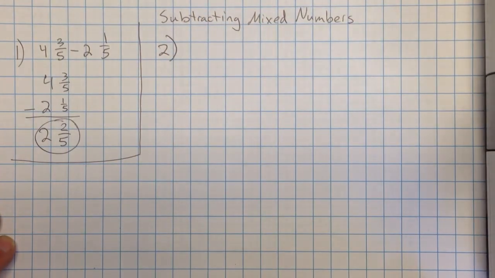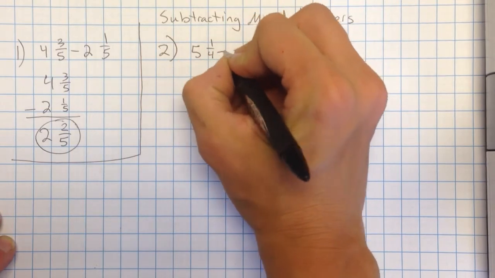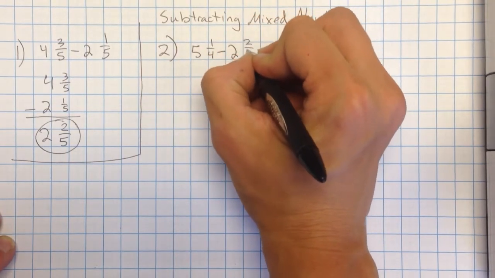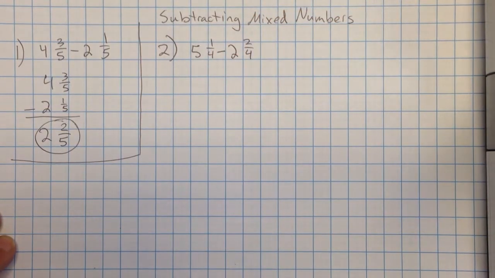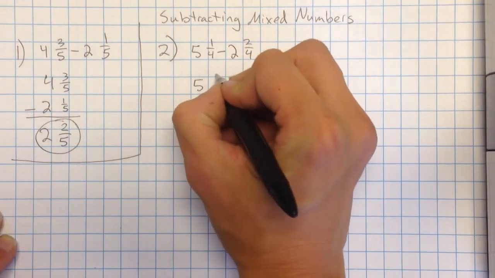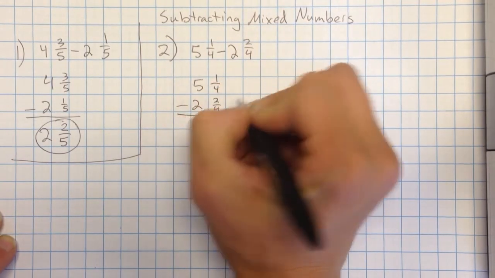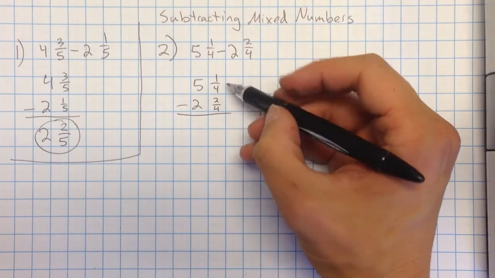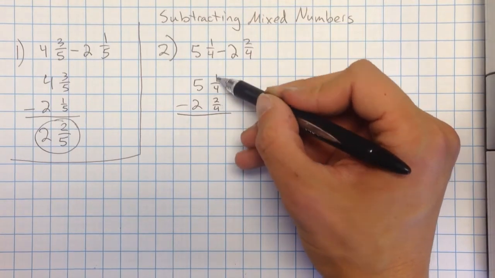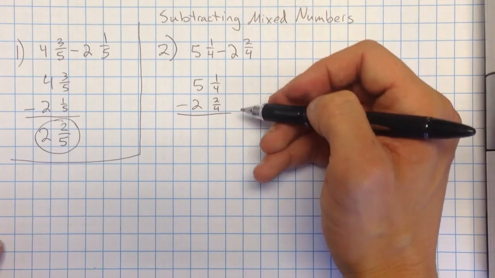So we'll say, what if we had 5 and 1/4 minus 2 and 2/4? So now with this problem, we'll notice that it's fairly similar. We have common denominators. So I'm going to rewrite it as 5 and 1/4 minus 2 and 2/4. But when I go to subtract, I'll notice something's different. I have 1/4 minus 2/4. I cannot do 1 minus 2. So I'm going to have to borrow, okay, or regroup.